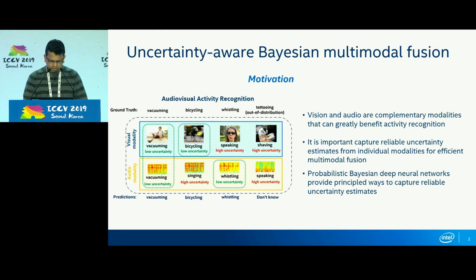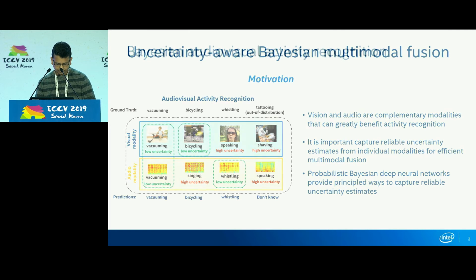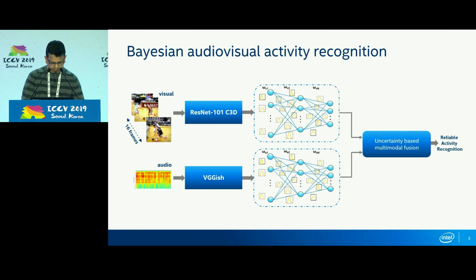So deterministic DNN models provide state-of-the-art classification results, but may fail in the case of noisy or out-of-distribution data, leading to overconfident decisions that could be erroneous. On the other hand, probabilistic Bayesian deep neural networks provide reliable uncertainty estimates. Hence, we are proposing a hybrid Bayesian DNN with stochastic variational inference to reliably estimate uncertainty associated with individual modalities for multimodal fusion. This is our model architecture.